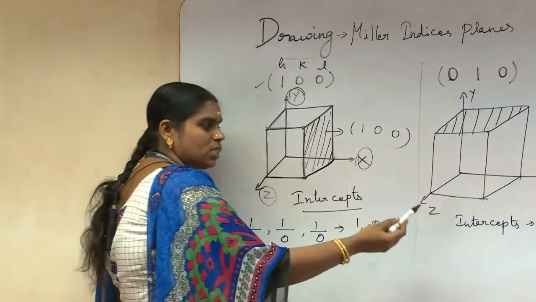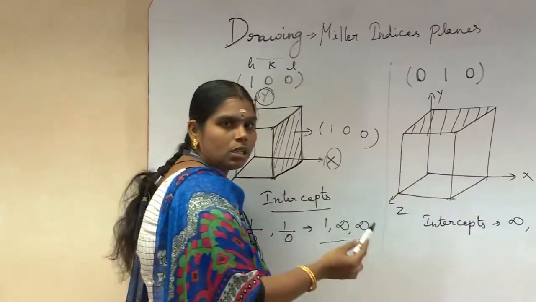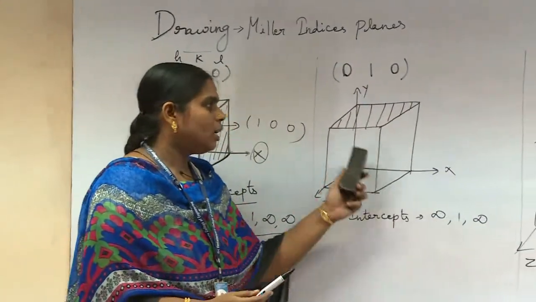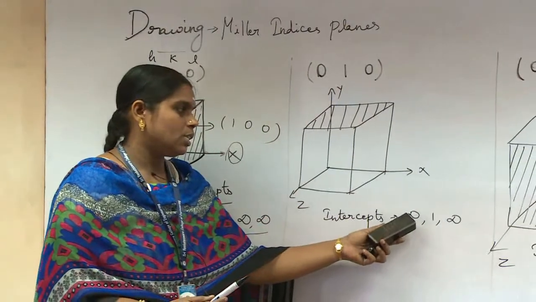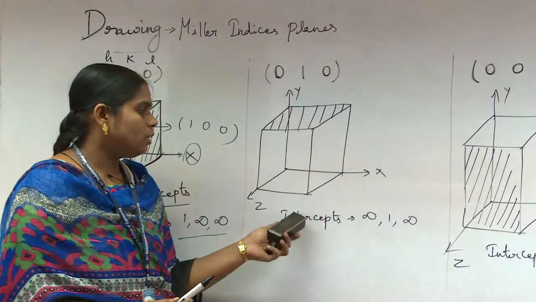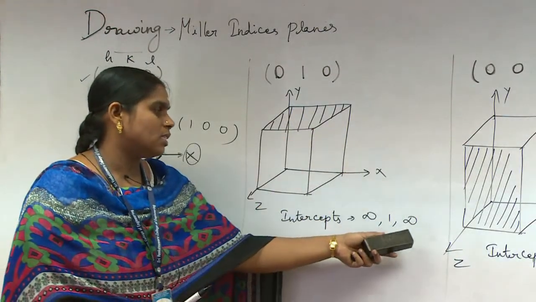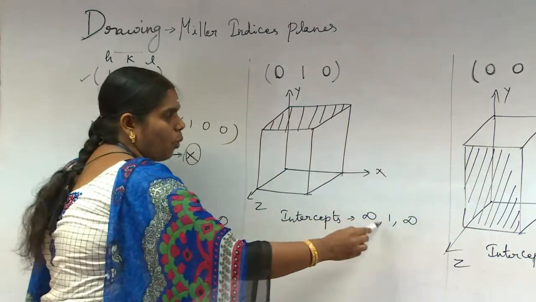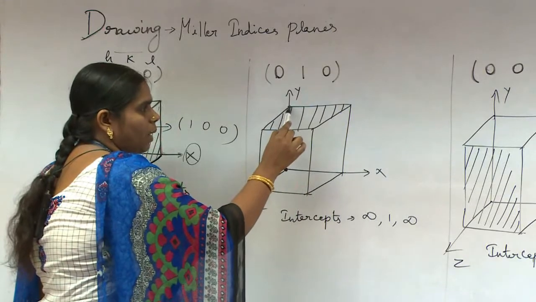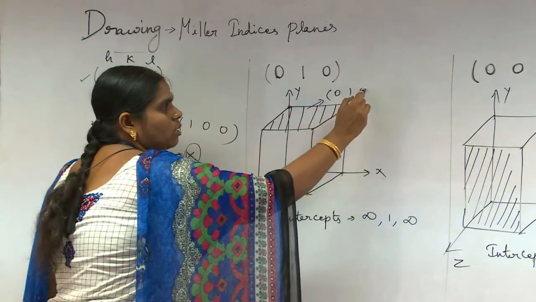Similarly, we go for the next simple Miller indices plane, it's 0, 1, 0, same procedure is being followed. First we find the intercept made by the plane on the crystallographic axis, it's infinity, 1, infinity. And here we know that this plane is parallel to the x-axis and z-axis, and it falls onto the y-axis. So this is the origin. From the origin, this is the plane we are going to consider, which represents the 0, 1, 0 plane.